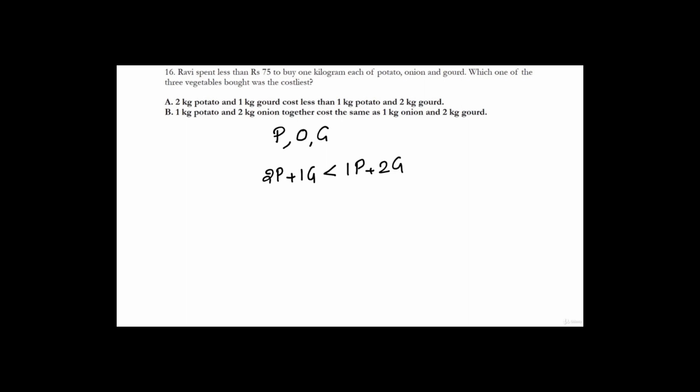Based on this statement, when we bring everything to one side, what happens is 1 kg of potato is less than 1 kg of gourd.